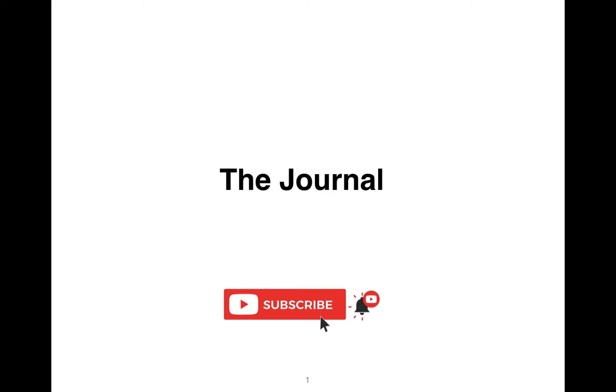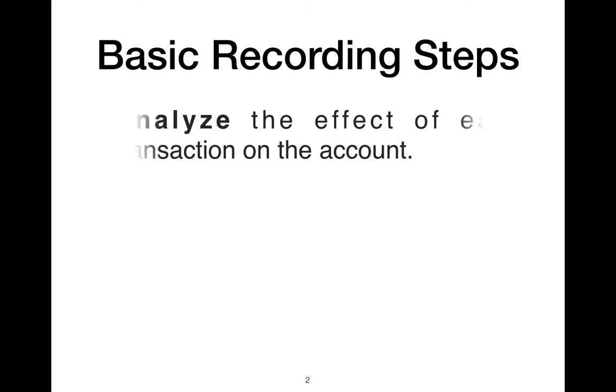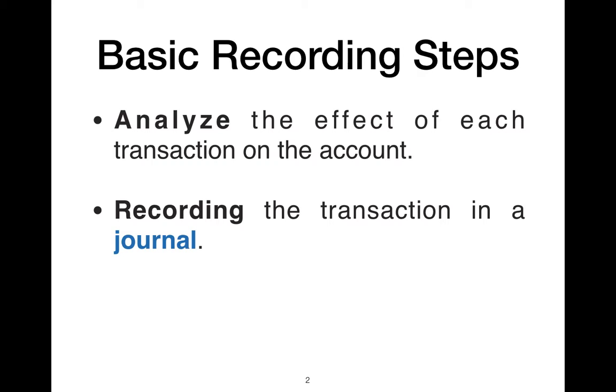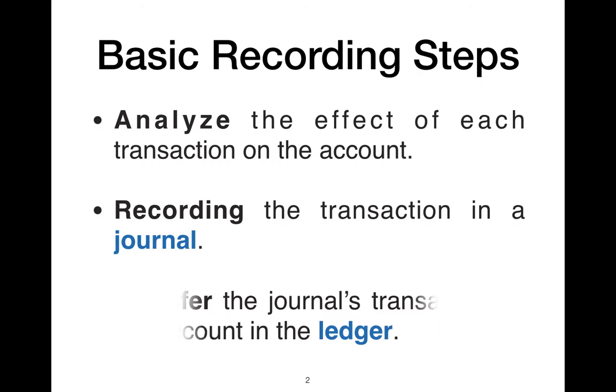First, what are the basic steps of the recording process? The first step is to analyze each transaction to know its effect on the accounts. We do this by analyzing the business documents like checks, pay slips, and so on to determine the transaction's effect on a specific account. The second step is to record these transactions in the journal. The third step is to transfer the journal information to the appropriate account in the ledger.